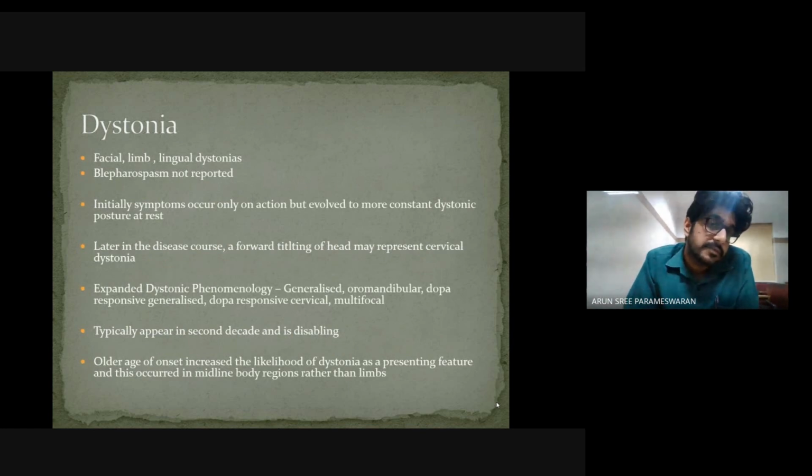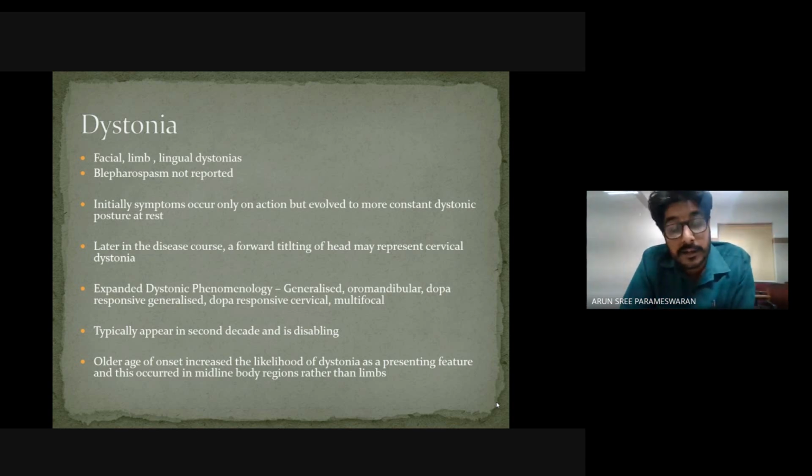Dystonia: various areas of the body can be associated with dystonia, such as face, limb, and tongue. Initially symptoms occur only on action, but later, even at posture or even at rest, you can get dystonia. There can be cervical dystonia, and it typically appears in the second decade. And dystonia is very much disabling in ataxia telangiectasia, unlike the cerebellar ataxia or the chorea.